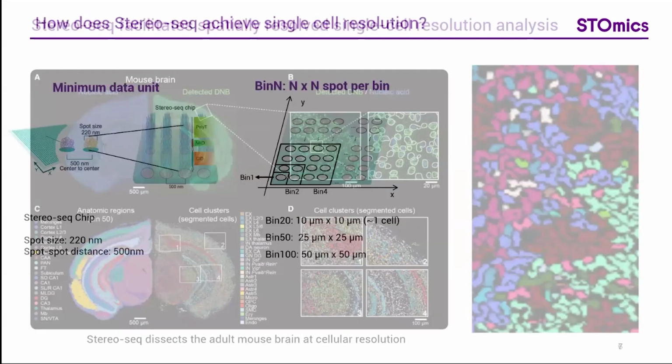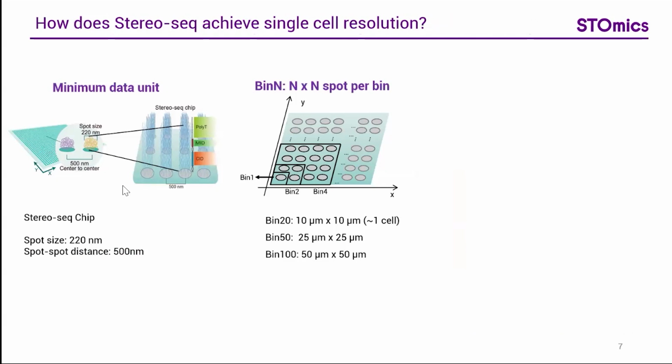On our Stereo-seq chips, DNA nanowells are planted at a distance of 500 nanometers, serving as the minimum unit of Stereo-seq data. But in practice, we often combine the spots into larger bins, such as bin 2 means a 2 by 2 spots area, and bin 4 means a 4 by 4 spots area. This concept is important as we will use bin 20, bin 50, and bin 100 data later in spatial co-expression.